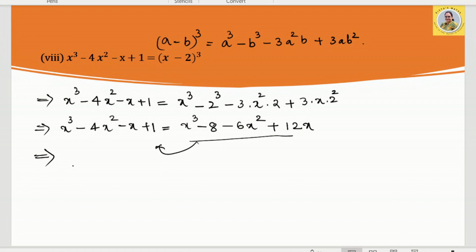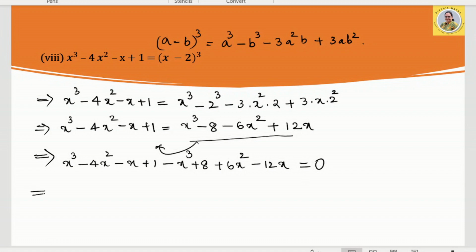So x cube minus 4x square minus x plus 1 plus x cube will become minus x cube. Minus 8 will become plus 8. Minus 6x square will become plus 6x square, plus 12x will become minus 12x is equals to 0. So x cube and minus x cube will get cancelled.